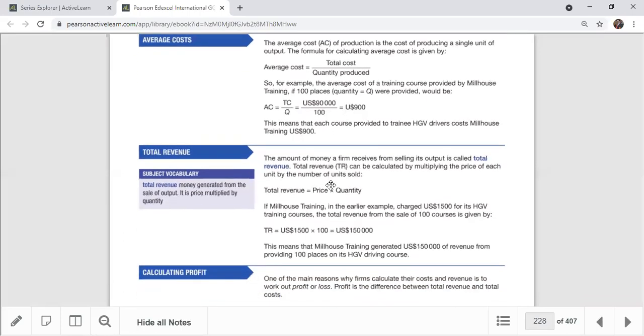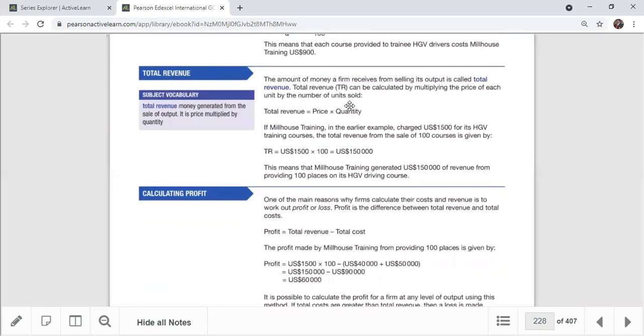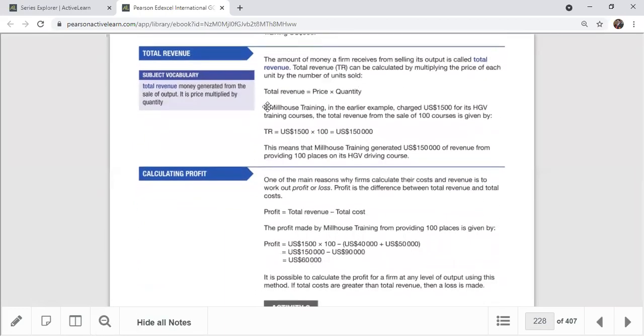We are going to the revenue section, and the calculation of profit. In the revenue part, we can find the total revenue of the business. We normally calculate it by price times quantity. So TR equals P times Q. For example, the training courses charge 1,500 per student, and there are 100 students. 1,500 times 100 is 150,000. That's how we calculate the total revenue. It is a very easy calculation: how much you produce and how much you charge for one item.